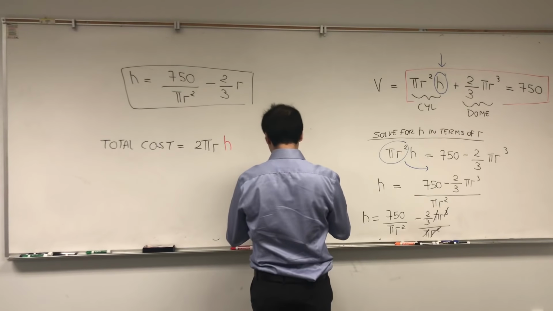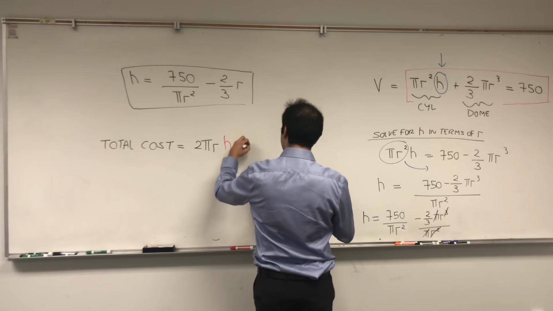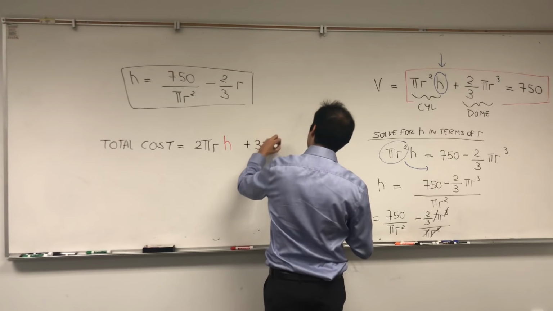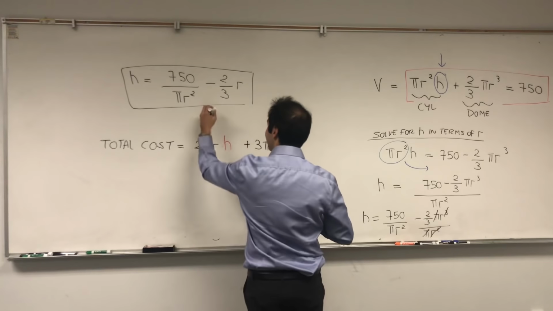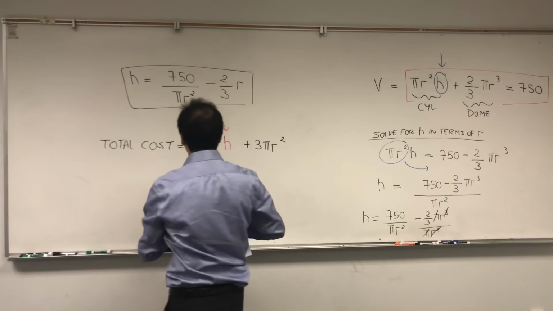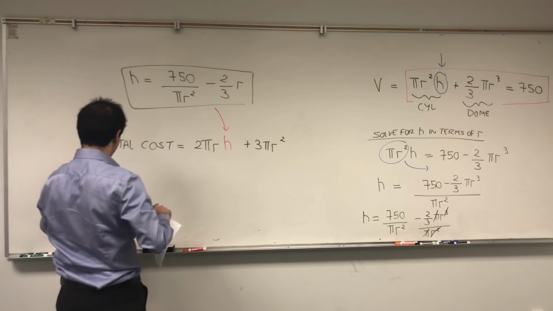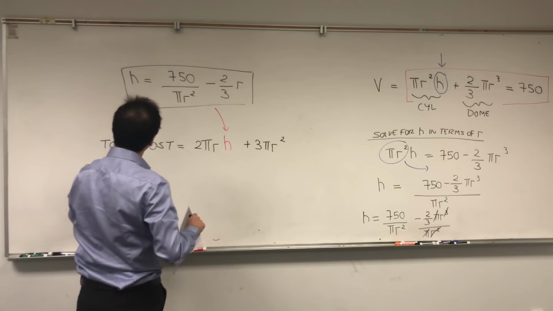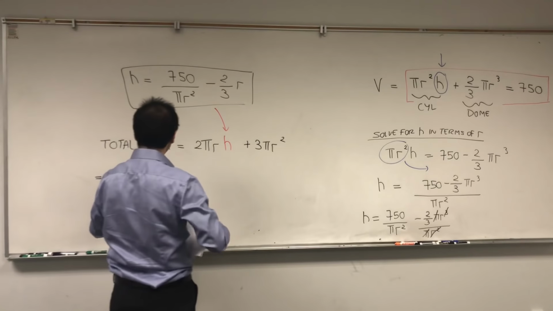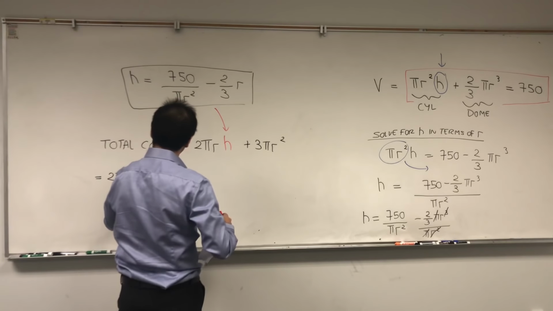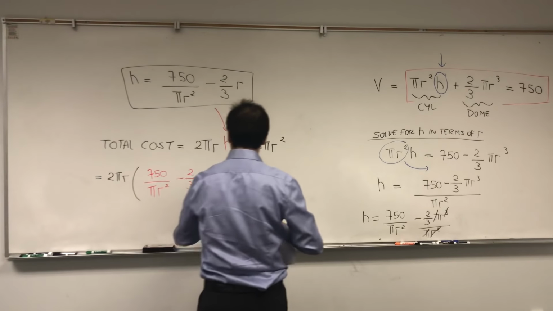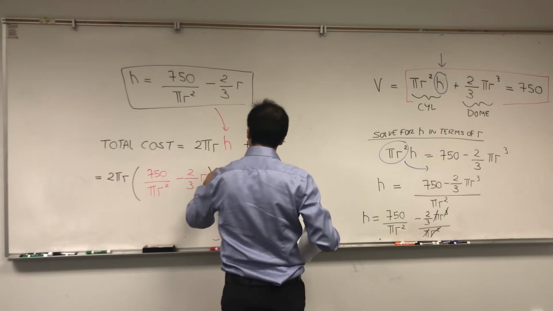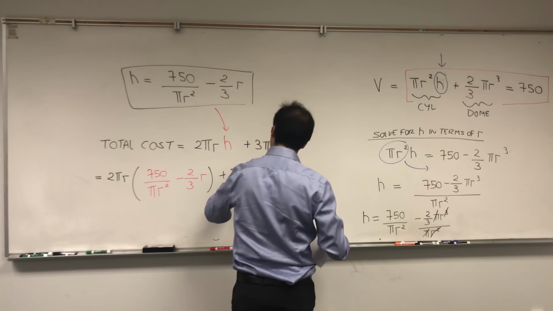And then plus, what was it? Plus 3 pi r squared. And now we can just plug that back in. So we get 2 pi r times h, which is 750 over pi r squared minus 2/3 r, plus 3 pi r squared.